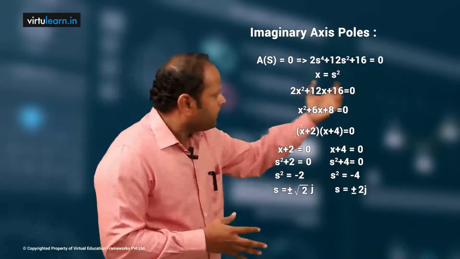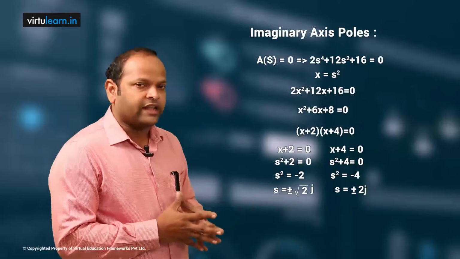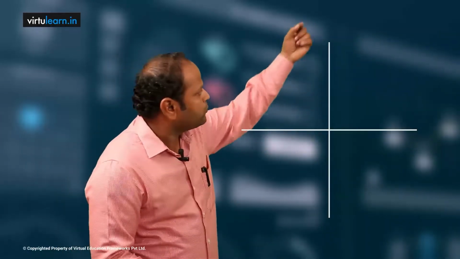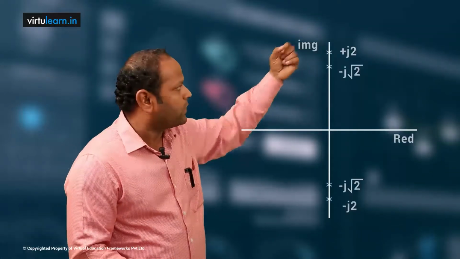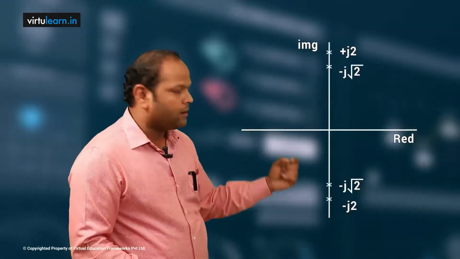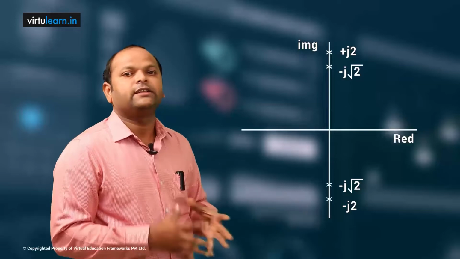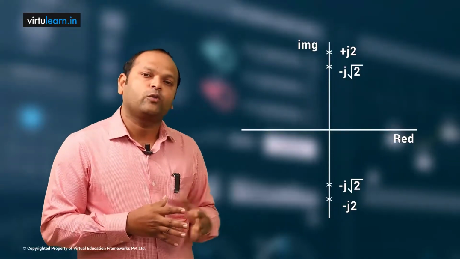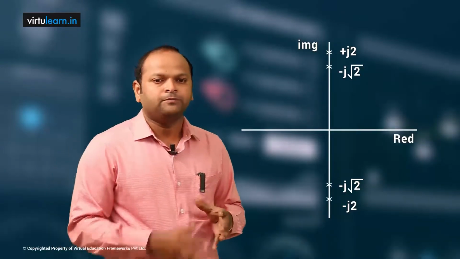So when you locate these 4 poles on the S plane, and this is my S plane, I have poles here, one at plus j2, one at plus j root 2, and again minus j root 2 and minus j2. So I have 4 poles on the imaginary axis and those 4 poles are non-repeated.